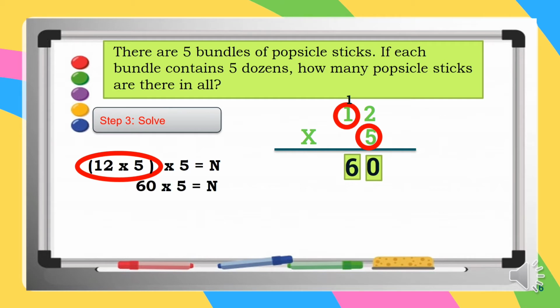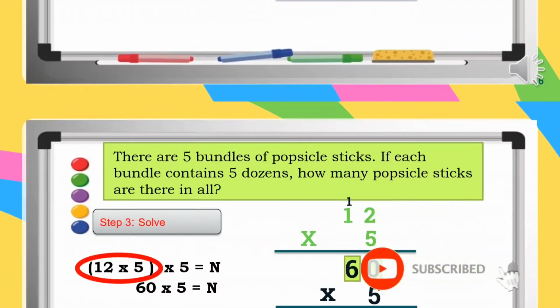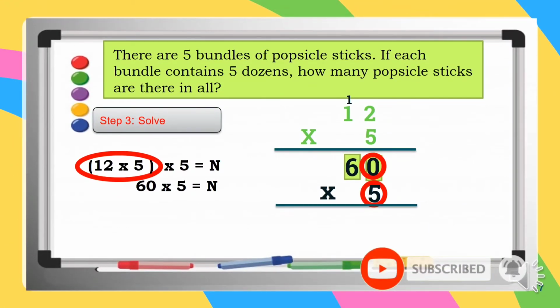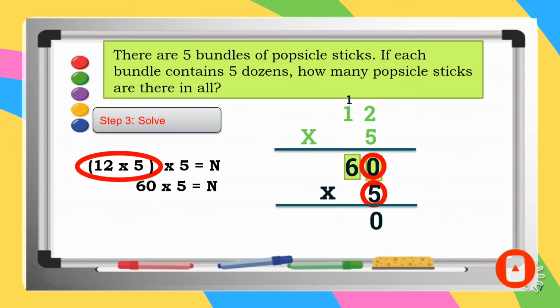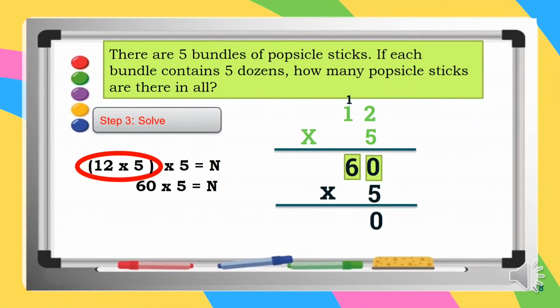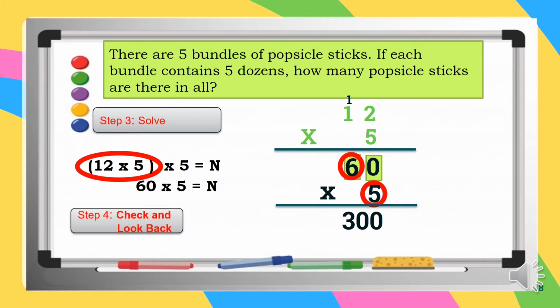So let's multiply 60 by 5. 60 times 5 is equal to... 5 times 0 is equal to 0. 5 times 6 is equal to 30. Therefore, 60 times 5 is equal to 300. Step 4 is to check and look back. There are 300 pieces of popsicle sticks.